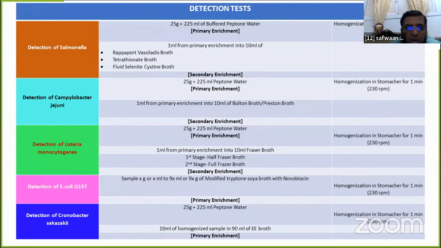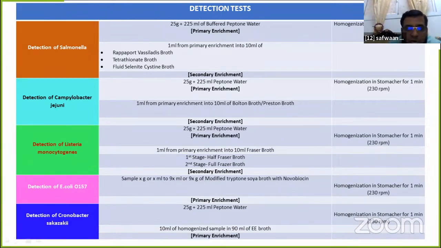Here I am trying to highlight the detection tests. On the left side, you can see Salmonella, Campylobacter jejuni, Listeria, O157 E. coli, and Chronobacter sakazakii. And here is the procedure. In brief, I would like to highlight: after we prepare the sample with 25 grams, this is considered primary enrichment. And this sample preparation is generally done in sterile packets, because the stomacher is designed in such a way that you insert the sterile packet inside and the stomacher will mix the sample.